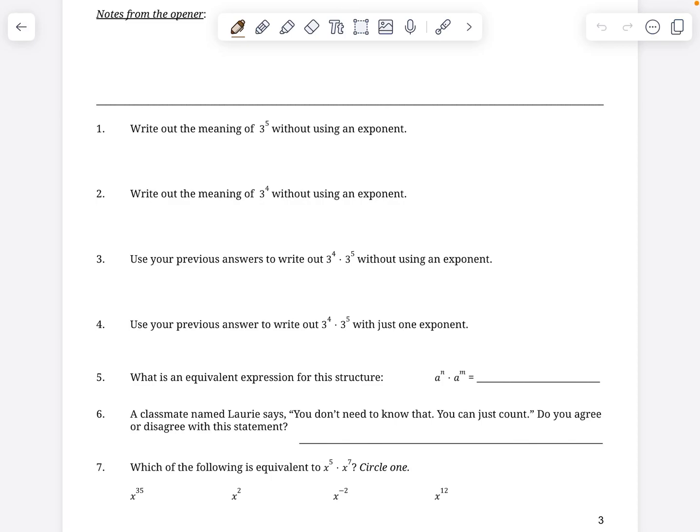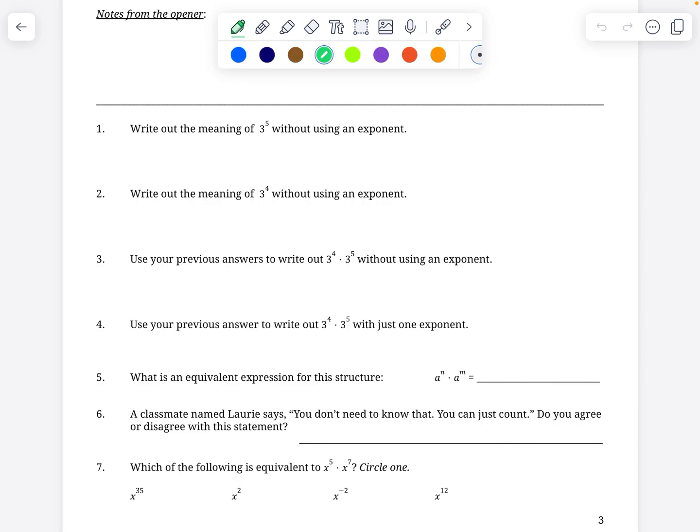Hey everybody, Mr. Covey here, and hopefully you tried some of these problems with your group. I kind of just wanted to go over it and make sure we remembered a few key exponent rules from your Algebra 1 days.